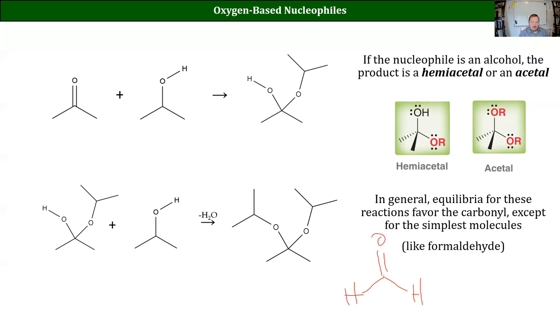Usually formaldehyde in biolabs is actually stored as formalin, which is formaldehyde in an ethanol solution. So what would that molecule look like? What would the product look like of formaldehyde reacting with ethanol to make a hemiacetal? I'll give you guys a second to think about that one.